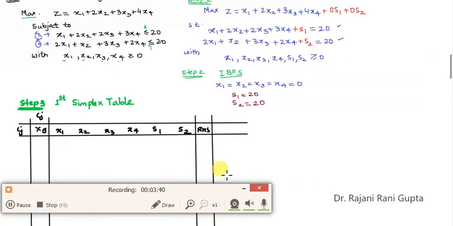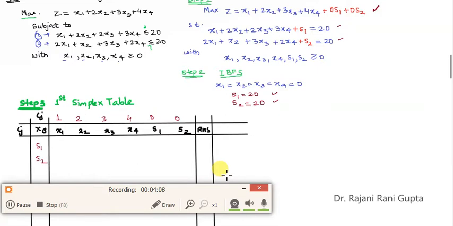Now first let's write down the entries for Cj. The coefficient of x1 in the objective function is 1. For x2 it is 2, x3 is 3, it is 4 for x4, and 0 and 0 for s1 and s2. So we have used this objective function. Now we have two basic variables s1 and s2 that we will write here, s1, s2.